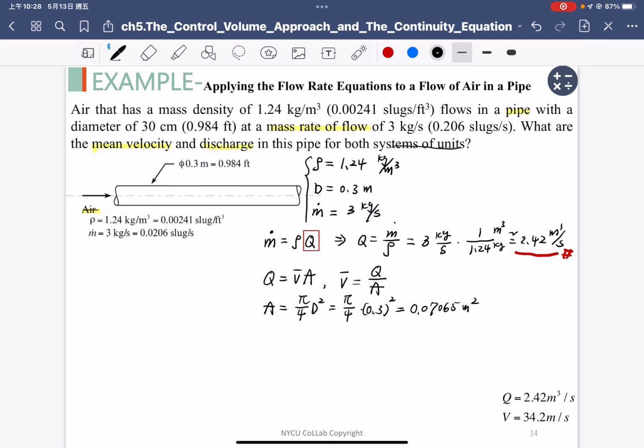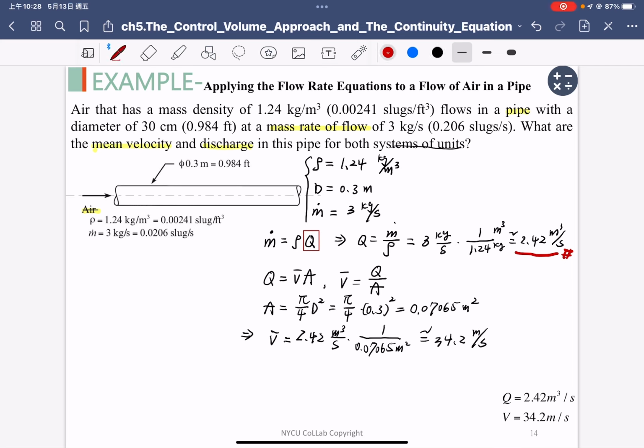Okay, so we can directly compute the mean velocity. The velocity is equal to the discharge, 0.042 cubic meters per second, divided by the total area, 0.07065 square meters, and you can calculate the final result. I use my calculator to double check the answer. So that will equal around 34.2 meters per second.